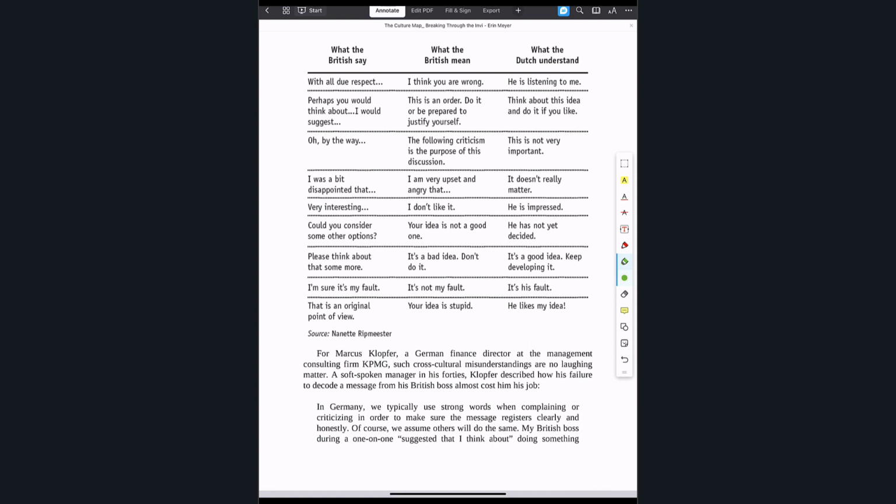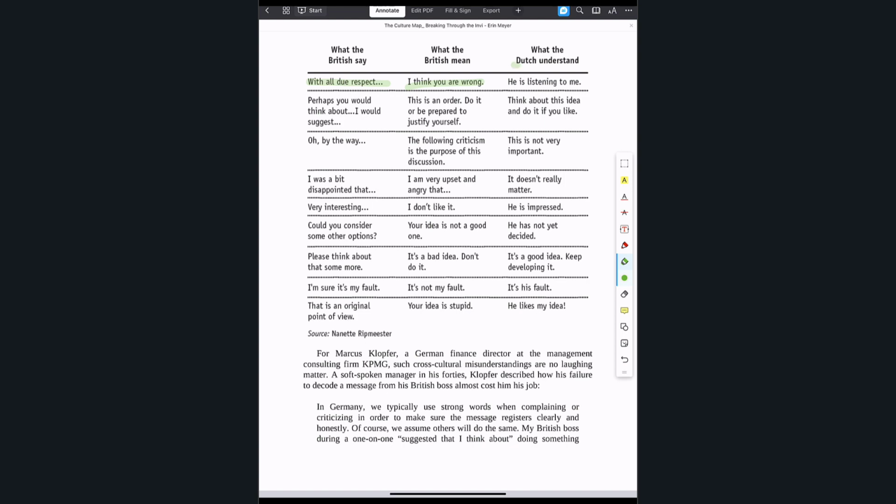So a Britisher may be starting a negative feedback. Often you would see this even in the US, with all due respect, and then they say the negative feedback. So this is in a way contradictory, right? You start your statement with such positive term, with all due respect, but essentially anytime you hear that, you know what's coming next. It's coming that, hey, you messed up here, or you said something wrong here.